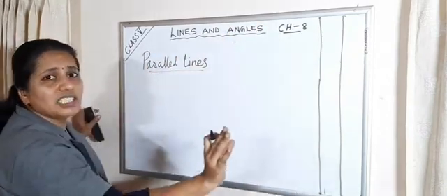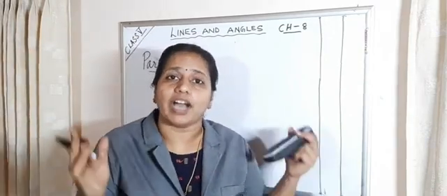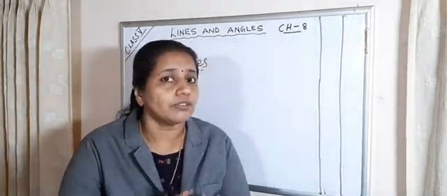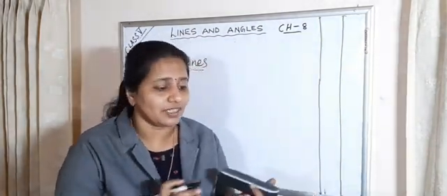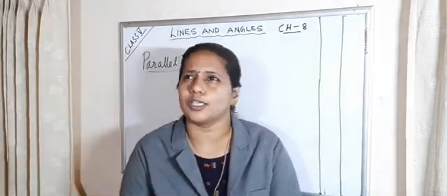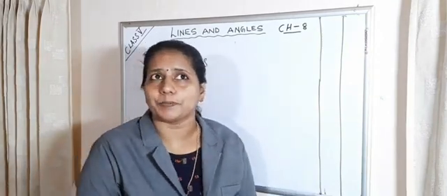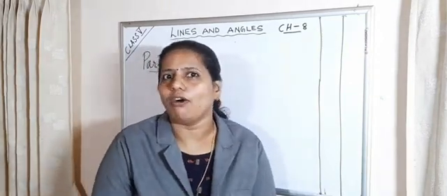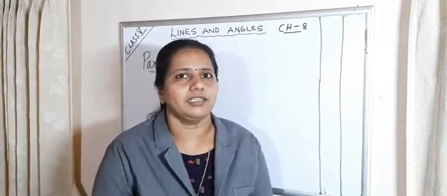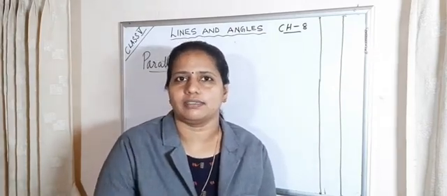Okay, and when we extend these lines on both sides, it will never meet. Why? Because the distance is always the same. So it will never meet. You can tell me an example. You can see it in your classroom, in your room itself, and on the road or in a railway track and all. Tell me an example for that.